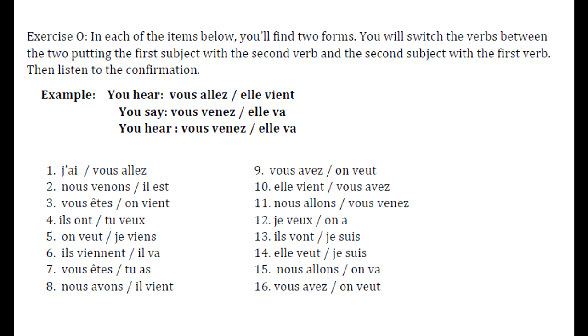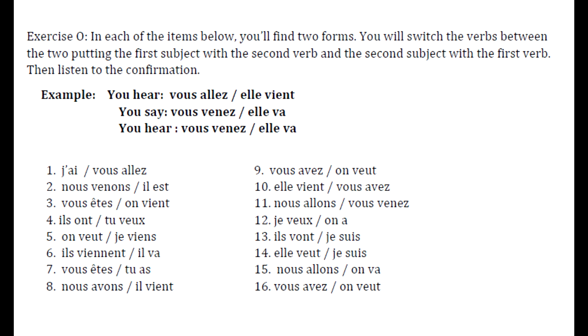Number 1. J'ai, vous allez. Je vais, vous avez. Number 2. Nous venons, il est. Nous sommes, il vient. 3. Vous êtes, on vient. Vous venez, on est. 4. Ils ont, tu veux. Ils veulent, tu as. 5. On veut, je viens. On vient, je veux.